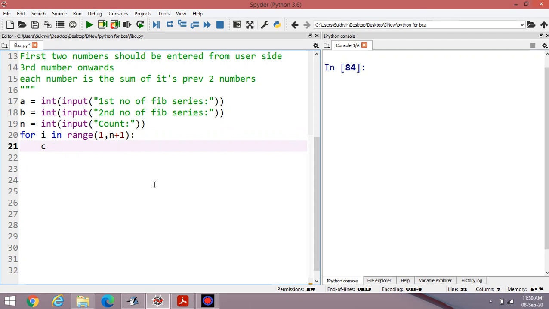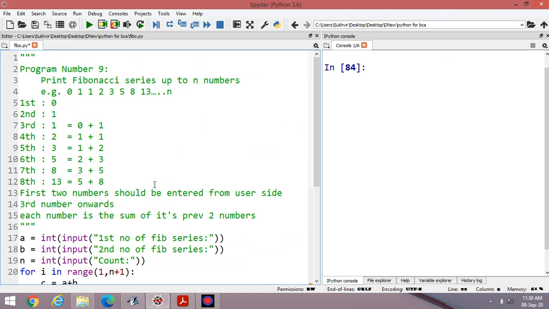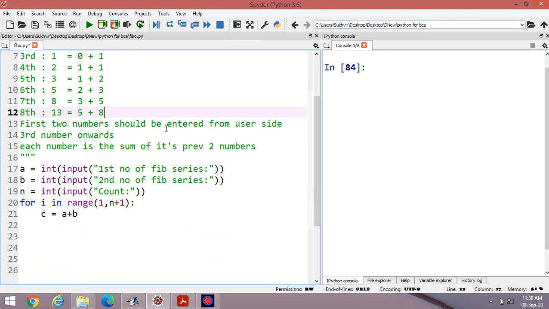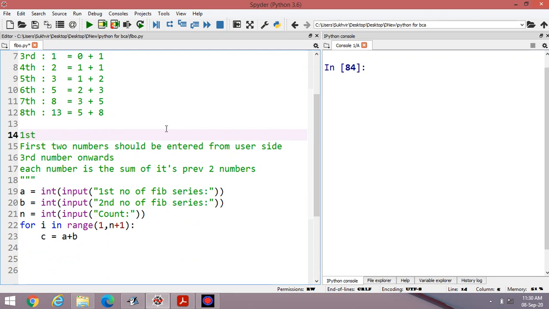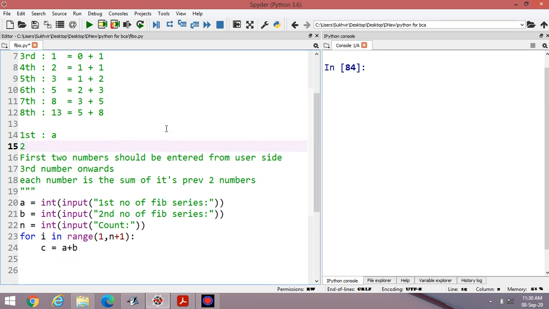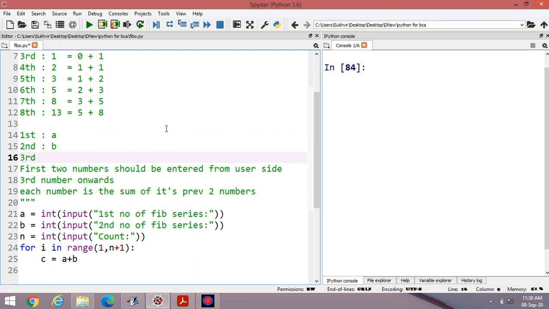Now each time I have to add the numbers. c is equal to a plus b. As per the scenario, suppose this one is a, this one is b and this one is c. It means what I am writing, c is equal to a plus b. If I am writing about the first number, suppose this number is equal to a, and the second is equal to b, then the third number, suppose that number is equal to c, then it should be a plus b.